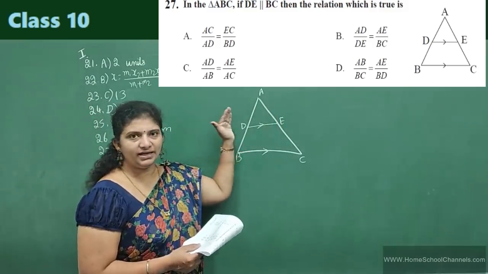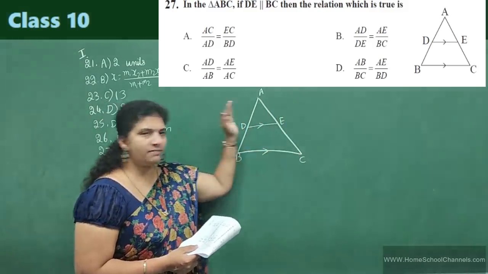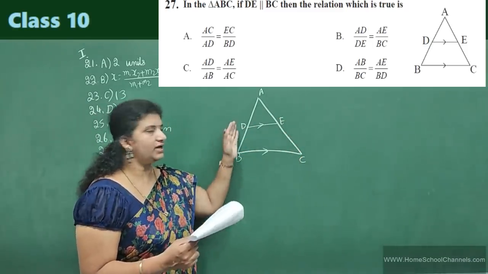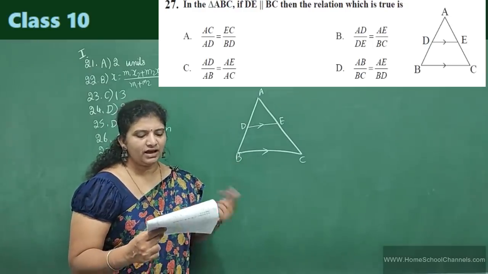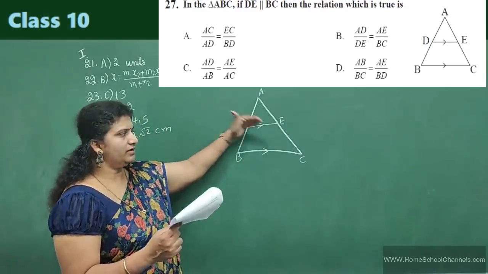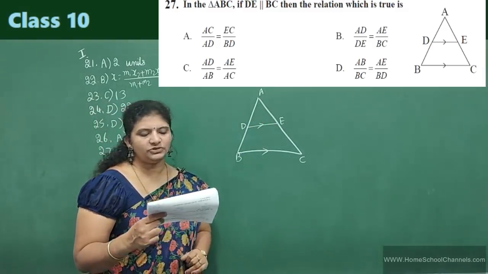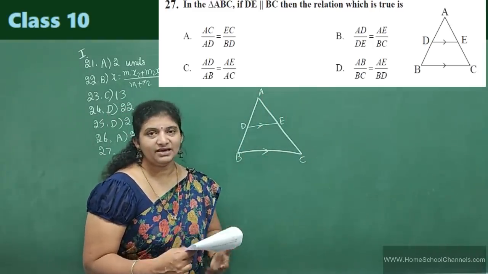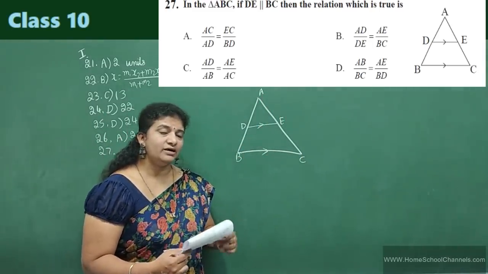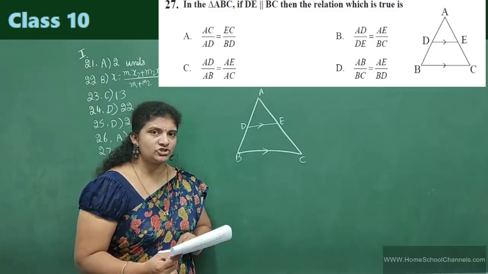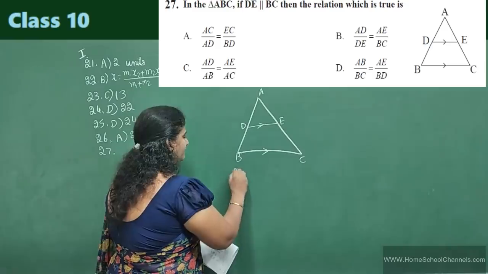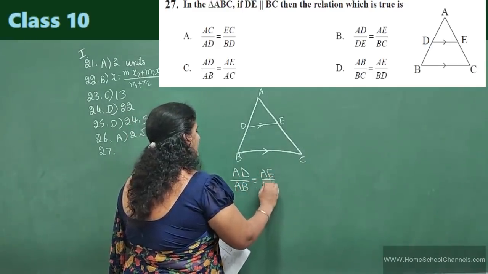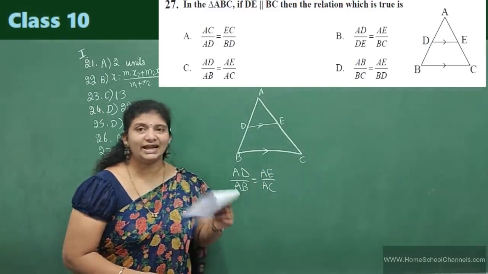AC by AD. Can you compare these two? AC by AD is equal to EC by BD. EC by BD. I cannot compare in this manner. And then option B, AD by DE. No. And option C, AD by AB, AE by AC. Yes. You can say yes here. By corollary of basic proportionality theorem, I can say that AD by AB is equal to AE by AC. Okay, this is a correct ratio.